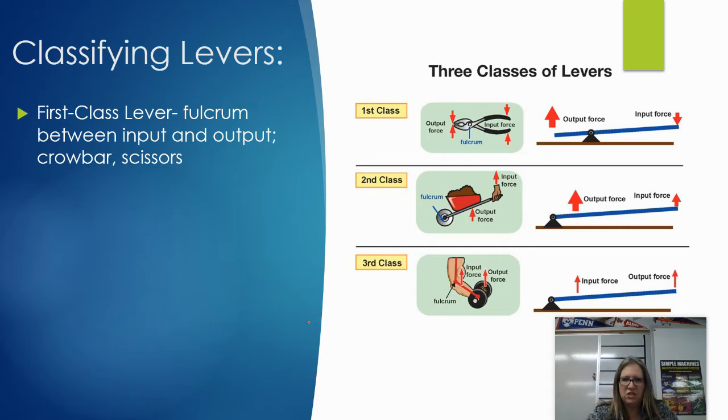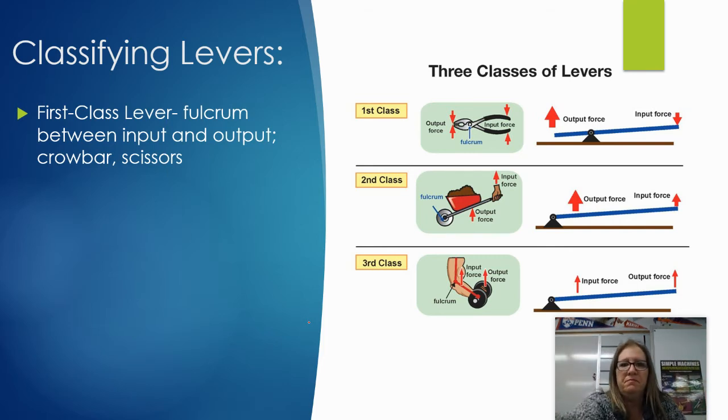So scissors are actually 2 levers, okay? My input force pushes down here. Here's the fulcrum, and the input force is going up. They're going in opposite directions, okay? If I do them both together, you can see the input force on the handles are both getting closer to each other, and then the opposite sides are doing the same. So this would be the fulcrum, okay?